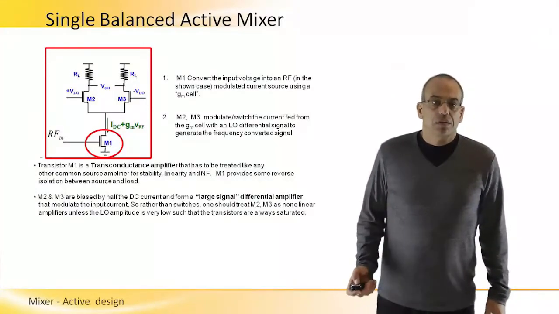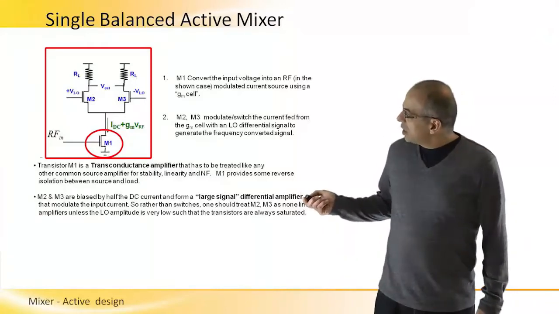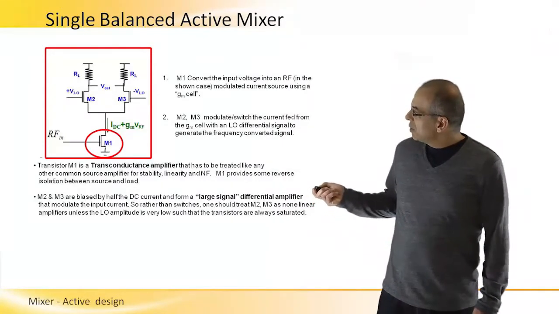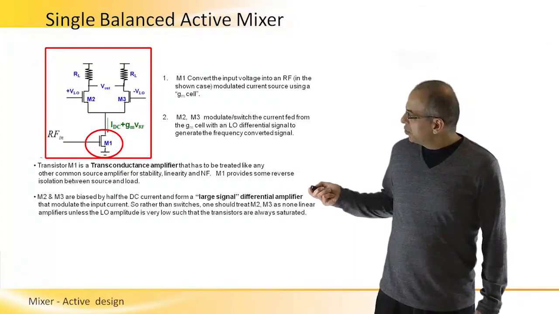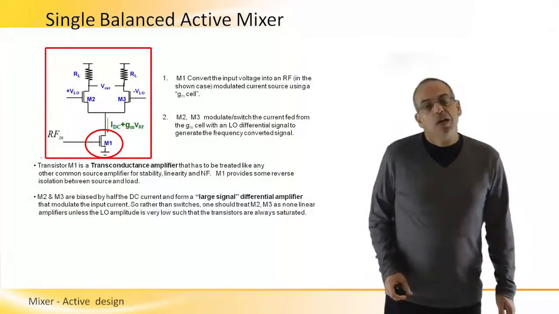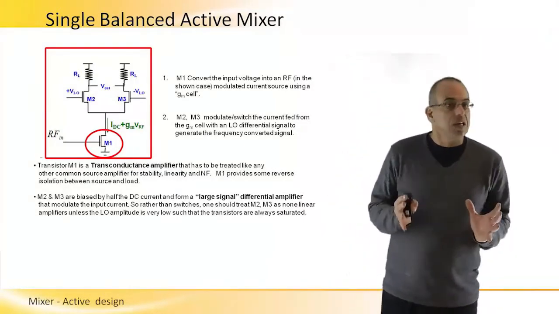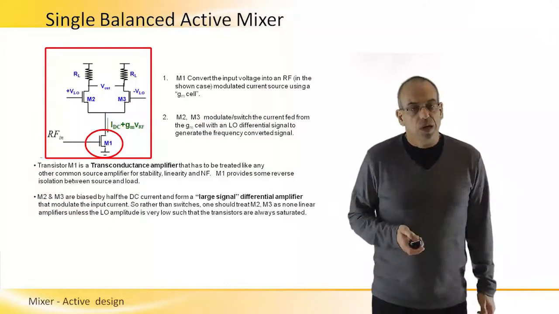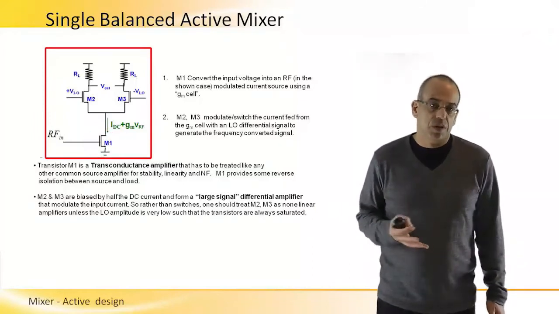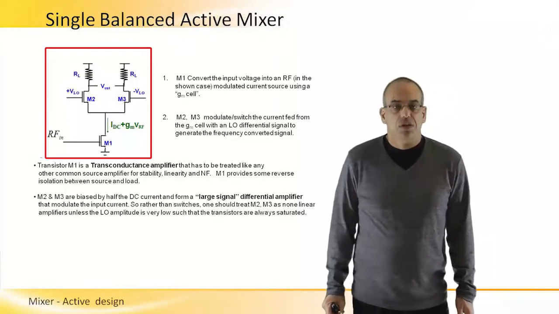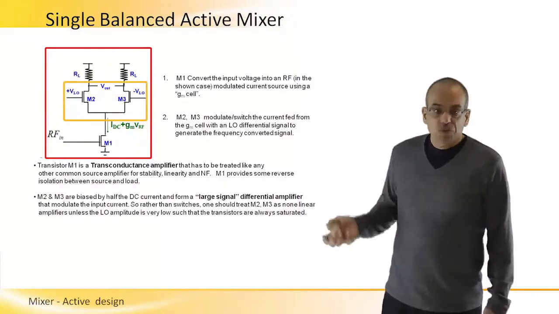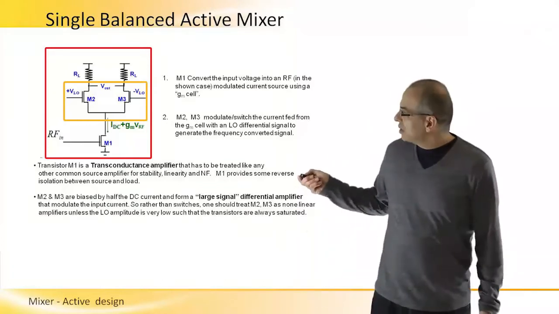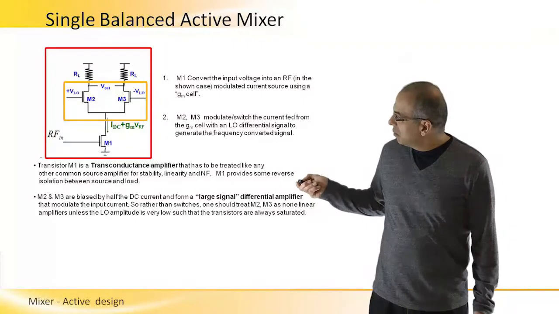And the positive thing about this M1 is that it does have some isolation between the input and the output, because between input and output there's only CGD, and if the gate drain capacitance is not very big, there is some isolation between input and output. And this is something that we didn't have with passive transistors. M2 and M3 are biased by half the DC current that is drawn by M1.